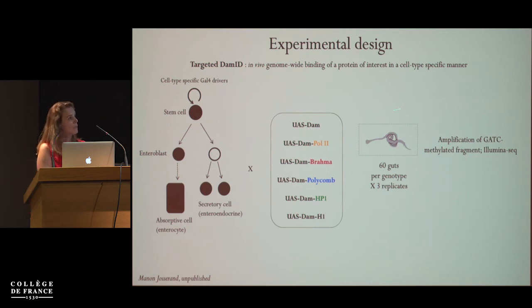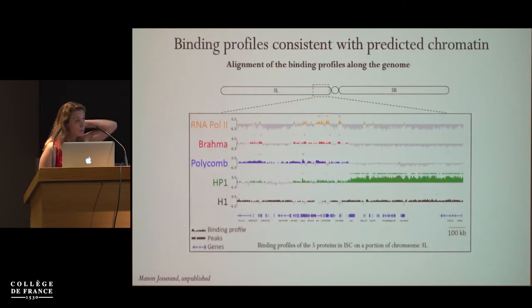And Manon did triplicates of all of these and performed the genomic sequencing of the methylated DNA that was bound by these factors. I'm just going to show you what the raw data looks like for that. So here, if we look at a portion of the genome where we're going from a heterochromatic region into a euchromatic region, you can see that HP1 is really enriched in this heterochromatic region. And when we get into the euchromatin, now we have binding of Pol2 and Brahma as well as Polycomb.